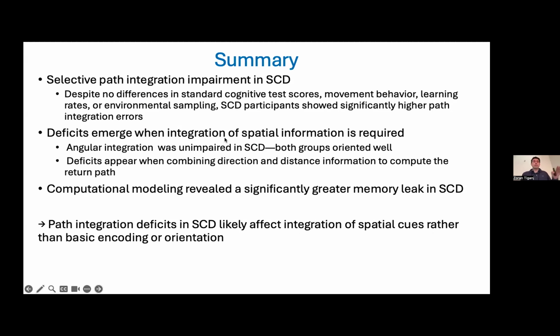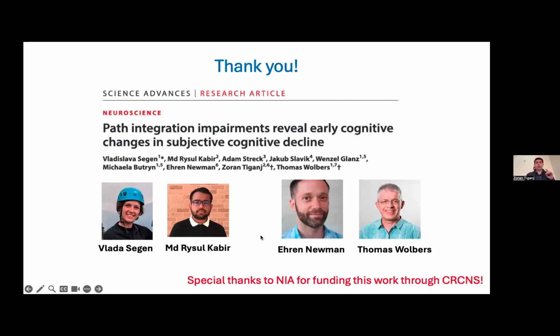So just to summarize, selective path integration impairment is observable in self-reported cognitive decline. Despite no differences in standard cognitive scores and so on, there's still a difference in path integration. Deficits emerge when integration of spatial information is required, so when there is some movement, and the modeling revealed significantly greater memory leak. Perhaps path integration deficits are then affected by integration of spatial cues rather than basic encoding of orientation. So I'll stop here.